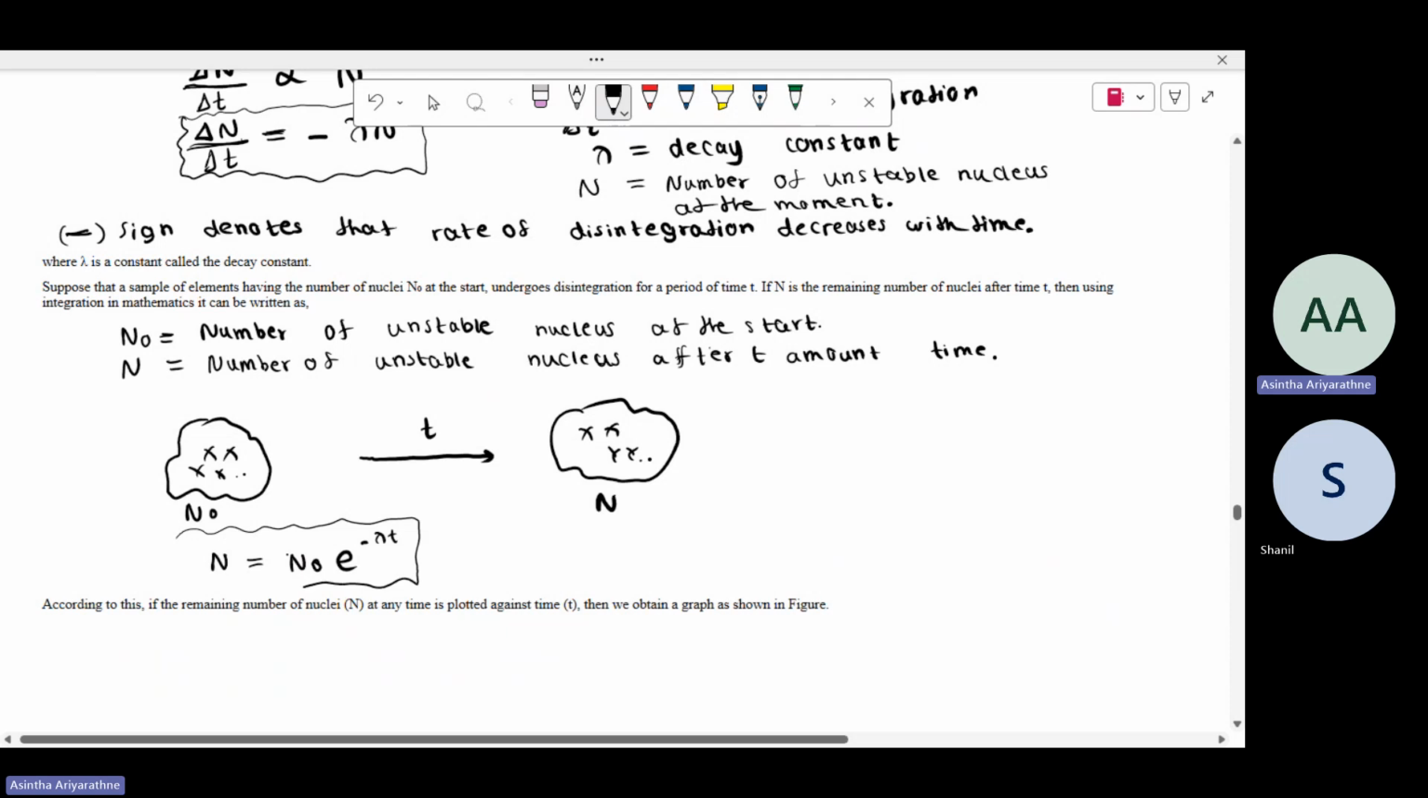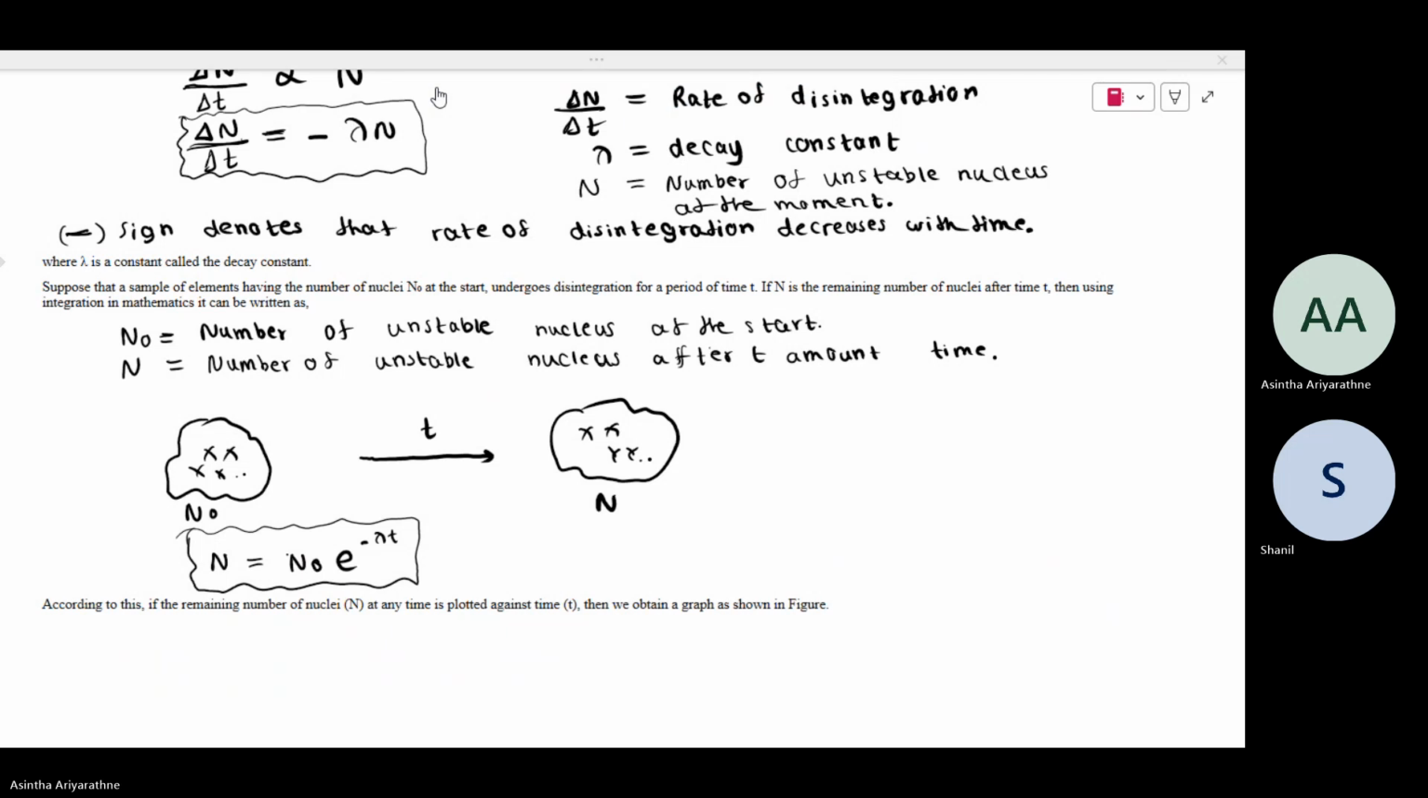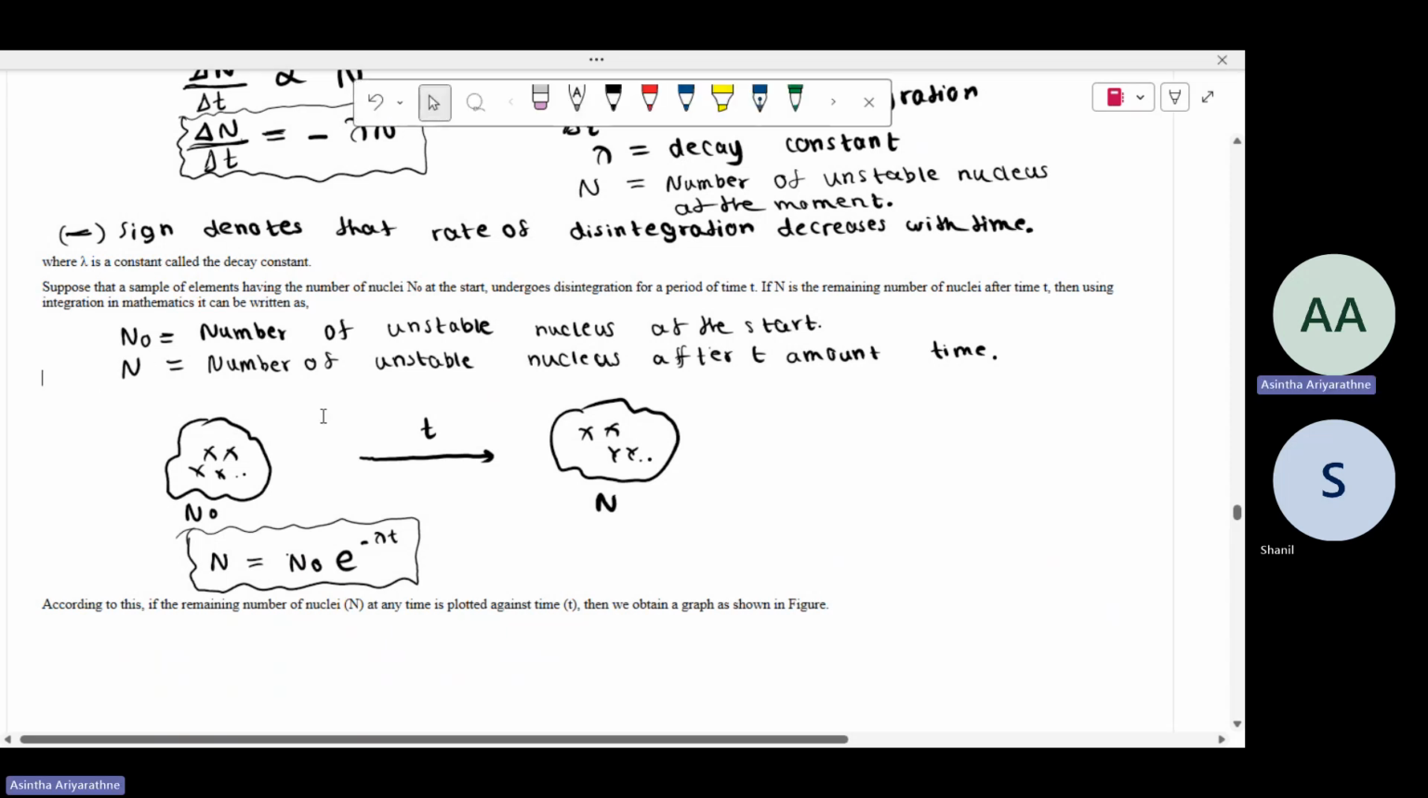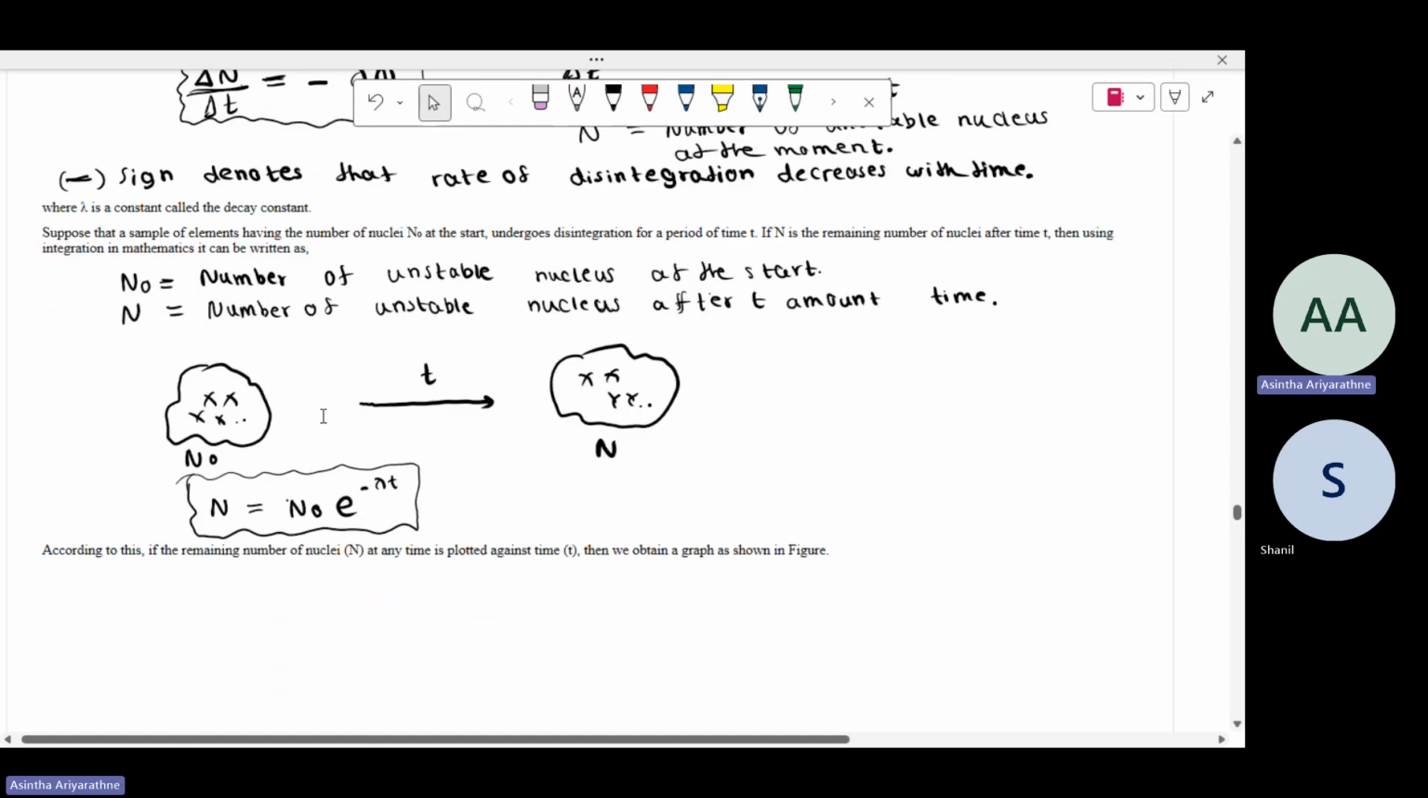So this is another equation to find the number of unstable nucleus if the initial number of unstable nucleus is N naught.